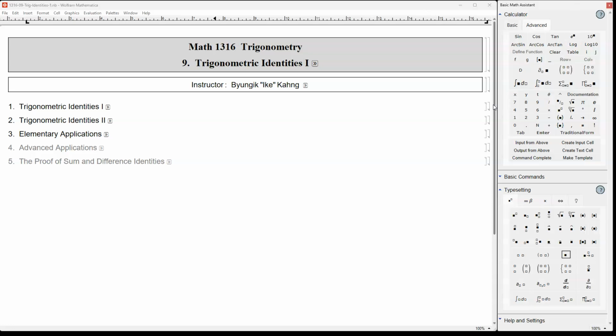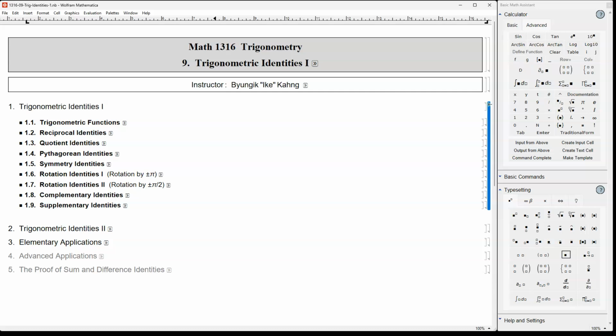Hello students, welcome back. Let us resume our discussion in section 1. Previously we completed up to 1.4. Basically we went through all essential trig identities.